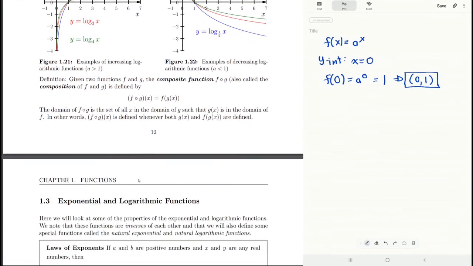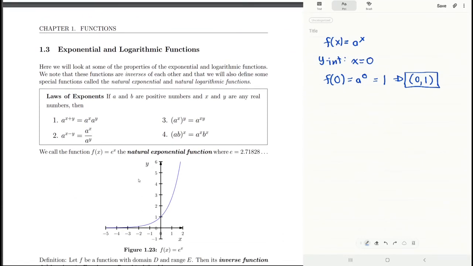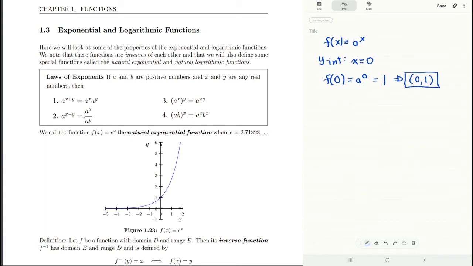So now we're going to look at some of the properties of both the exponential and logarithmic functions. I mentioned earlier that the exponential and the logarithmic functions are inverses of each other. And there's also going to be a few special types of functions that we will define. And these are called the natural exponential and the natural logarithmic functions. So here I've listed some laws of exponents, which will help us simplify certain expressions. So the function e to the x is called the natural exponential function, where e is roughly 2.718.